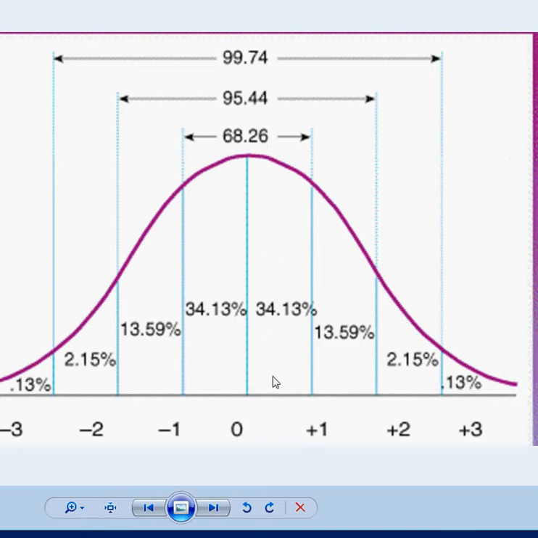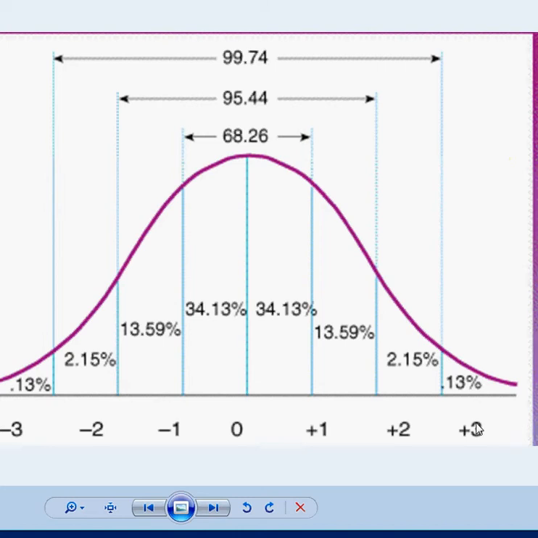Now we have another value, and that value falls within two standard deviations away from the mean. If it's two standard deviations away from the mean, that value will fall within 95% of the distribution. And finally, when you have a value that is 3 standard deviations away from the mean, then that value will fall within 99.74% of the distribution.